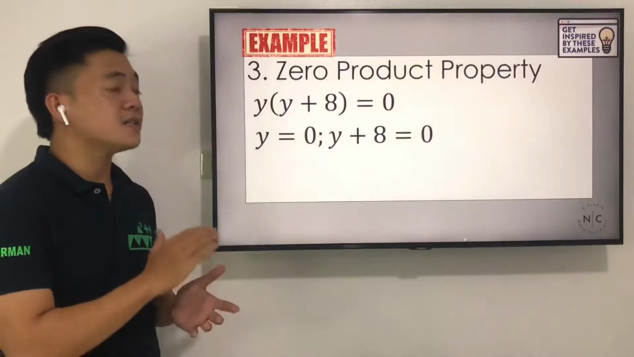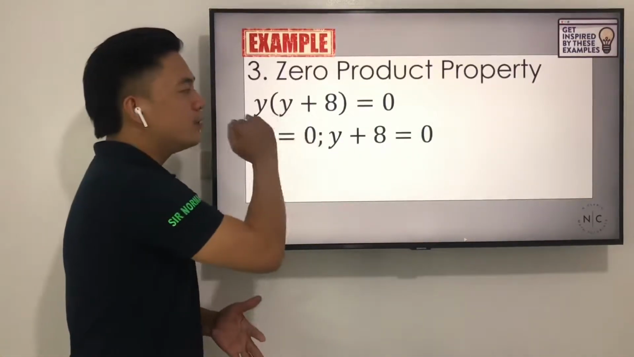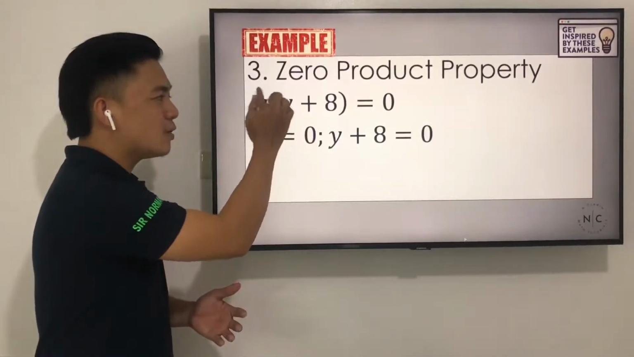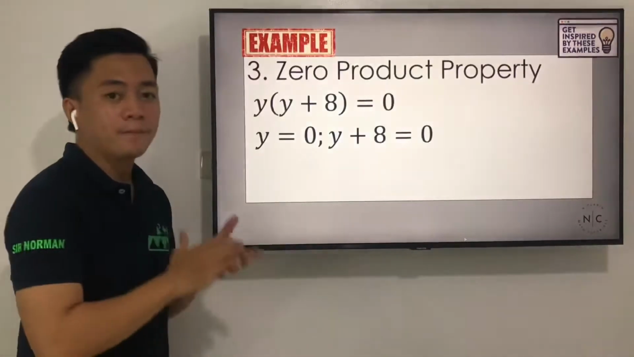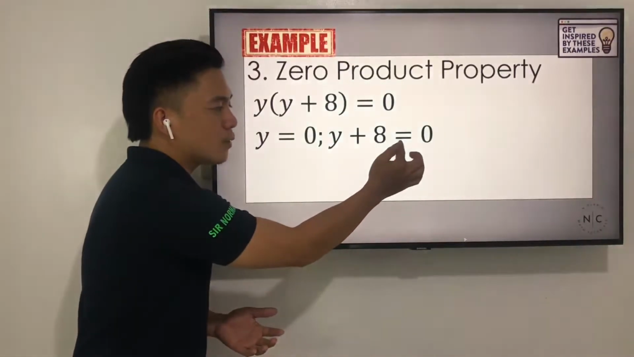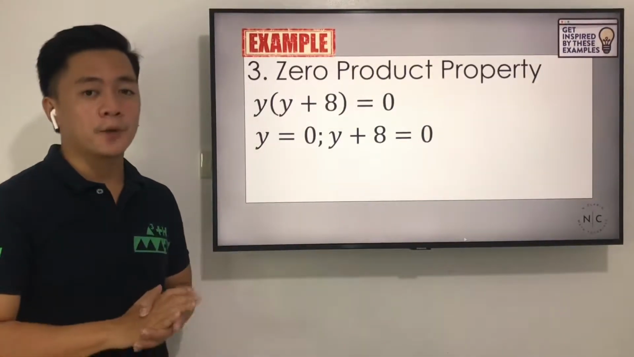Next step is the zero product property. So, simple lang to. We will equal yung ating finactor into 0. So, yung unang-una is si y. Y is equal to 0. Next is si y plus 8. Y plus 8 is equal to 0. So, ganoon lang kasimple yung zero product property.